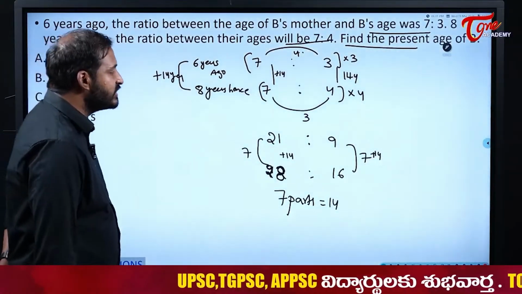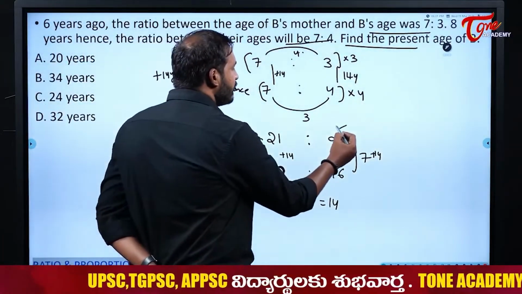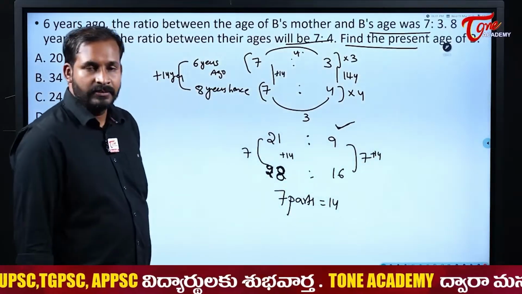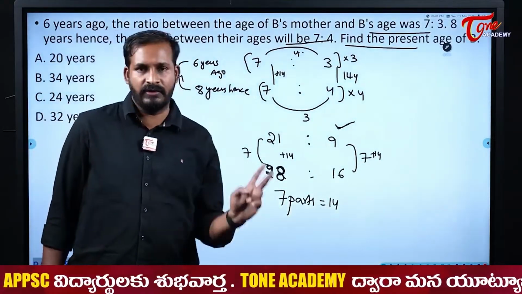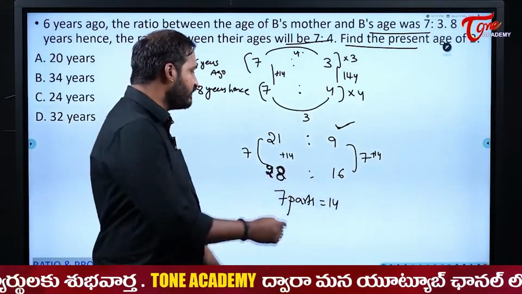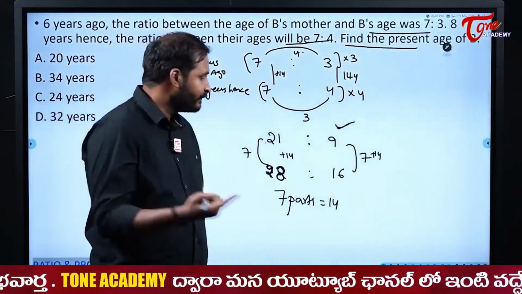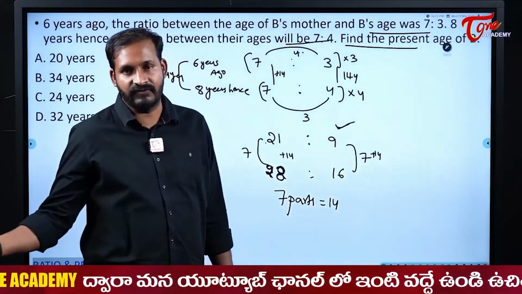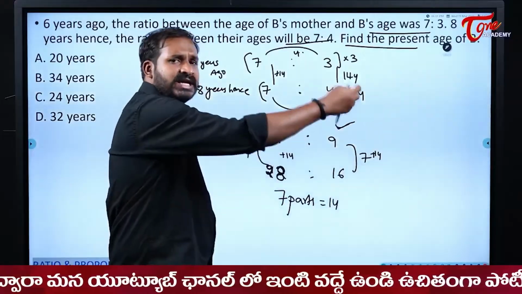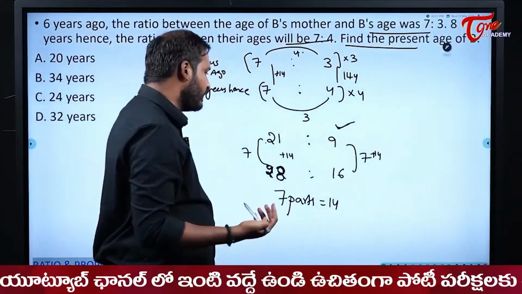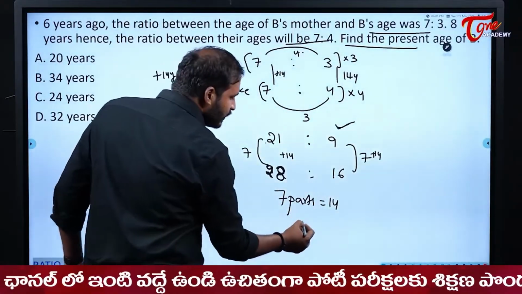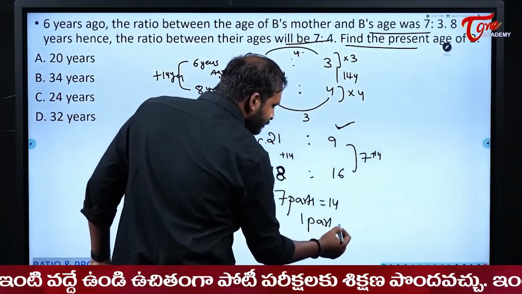What is the present age of B? That means I need to find the present age of this person. You can do it in two different ways. First one is, what is this first ratio? This is 6 years back. What is this second one? 8 years after. So I can calculate going from 6 years back, or go from the other side. See here, 7 parts is 14, so 1 part becomes what?